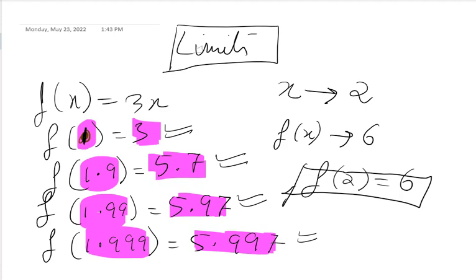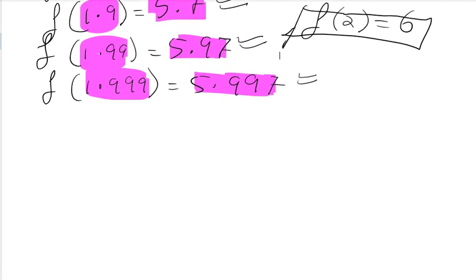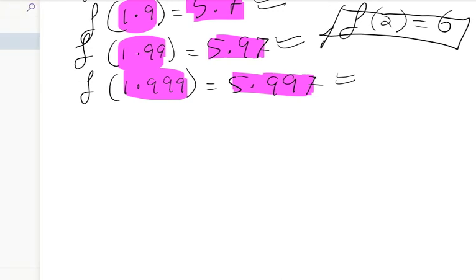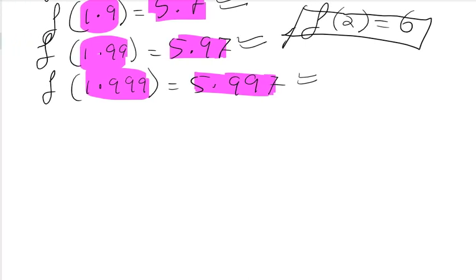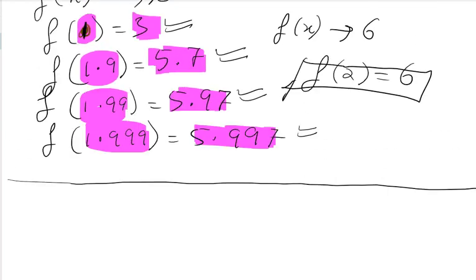Now in limits we have two types. One is the left hand limit and the other is the right hand limit. Let me just show you. What is the left hand limit and what is the right hand limit? Let me just show you first the left hand limit.